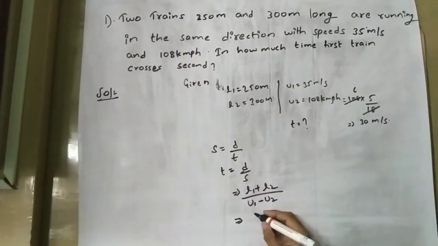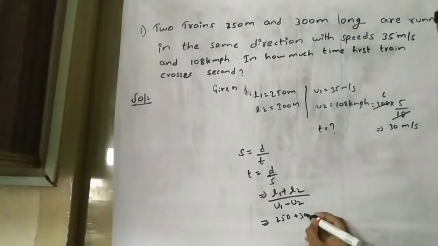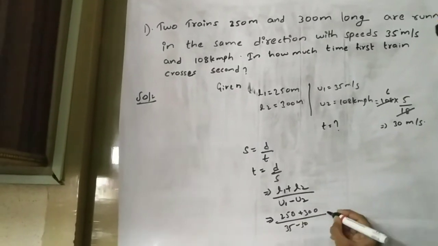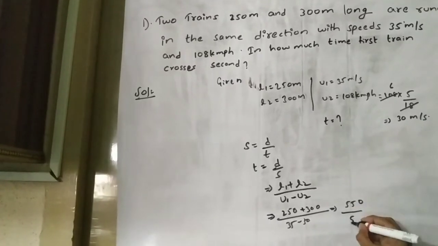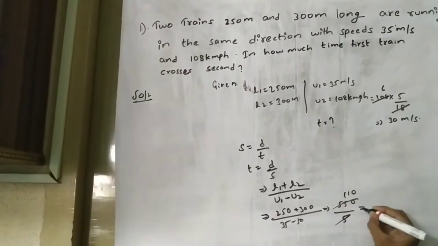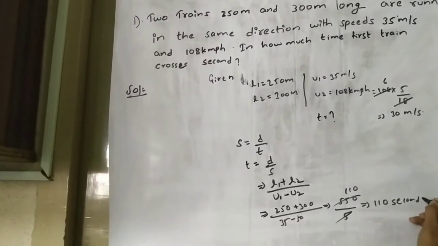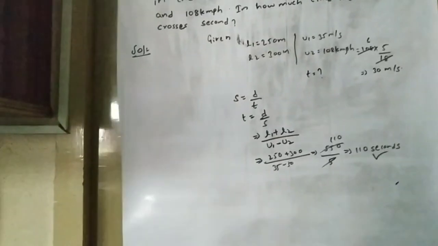So L1 is 250, substitute these values in here, plus 300 by 35 minus 30, that is 550 by 5, which is 110 seconds. So the time taken is 110 seconds.